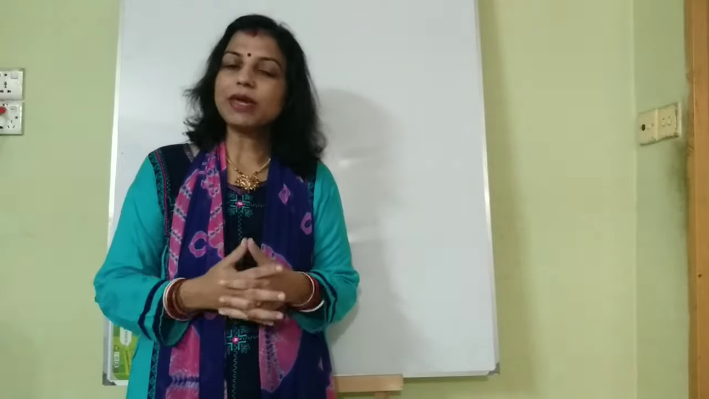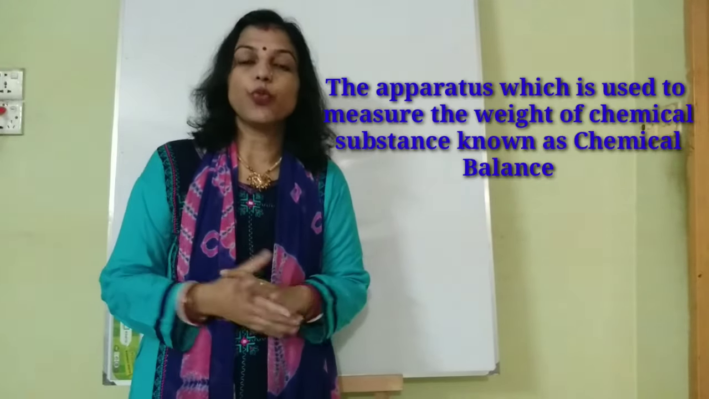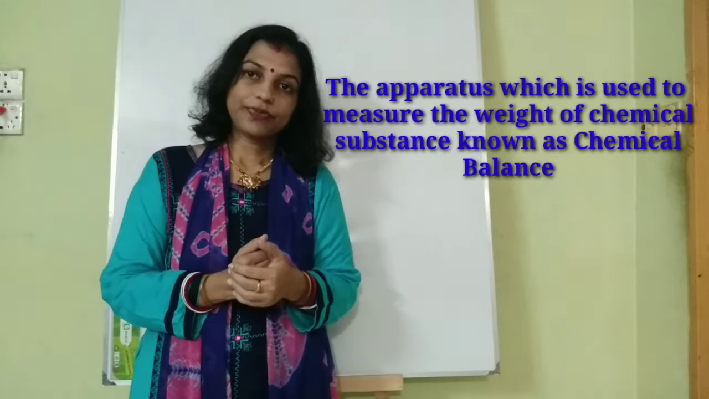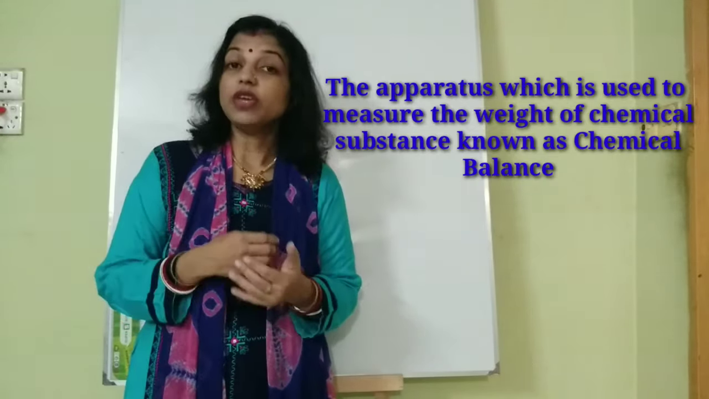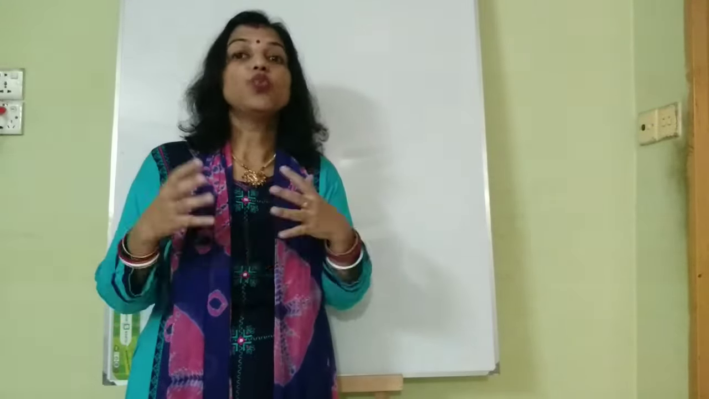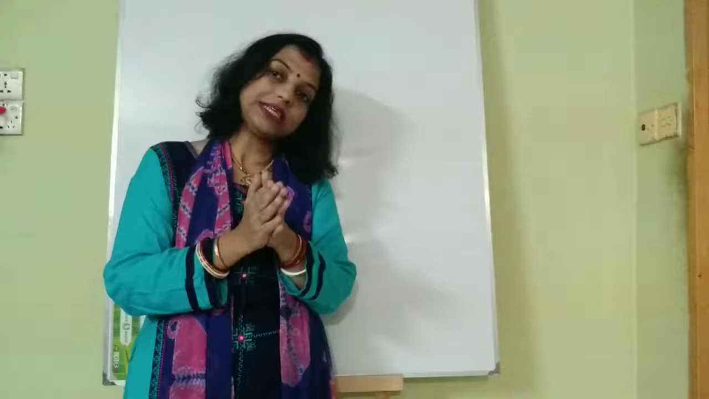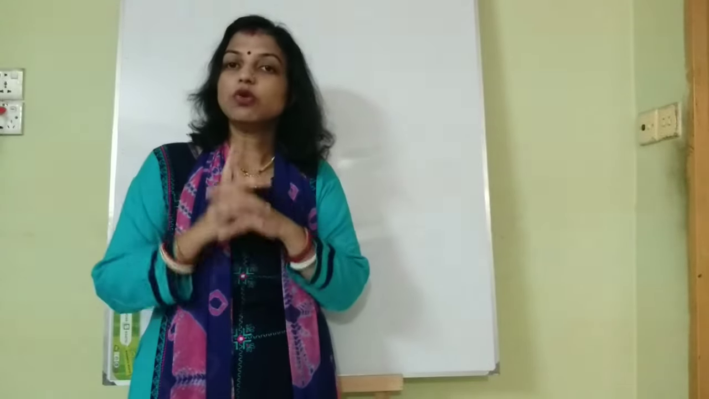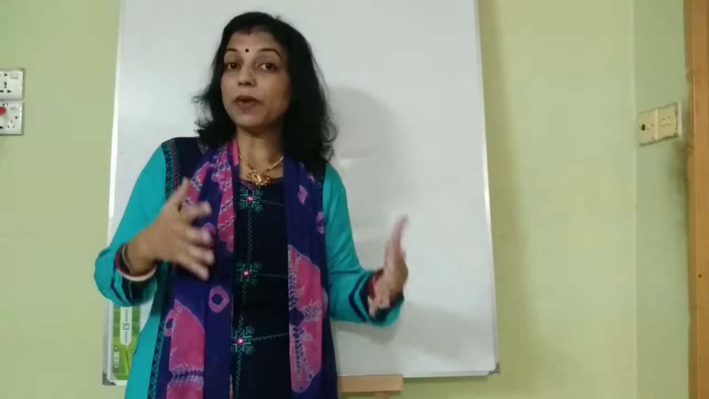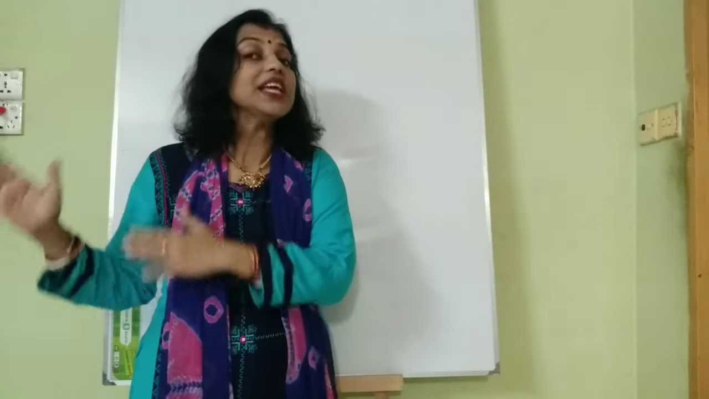So, what is a chemical balance? The apparatus which is used in a chemical laboratory to take the weight of a chemical substance properly is known as a chemical balance. That means, if you want to measure any chemical substance properly, or if you want to prepare a solution of definite concentration, then a chemical balance is a required apparatus. By using a chemical balance, you can measure any chemical substance or prepare a solution having definite concentration.